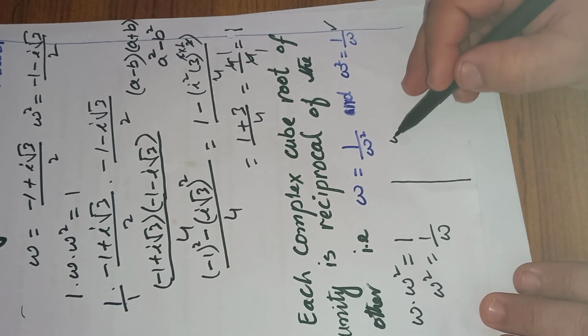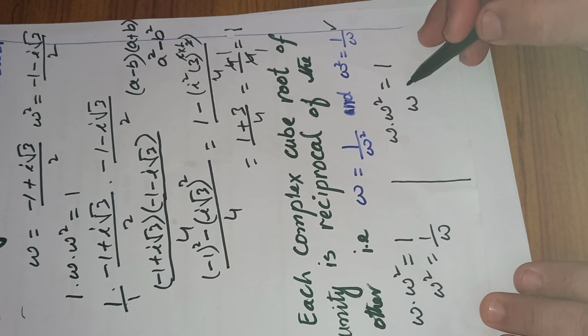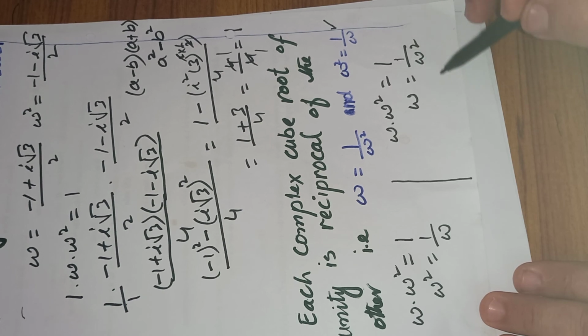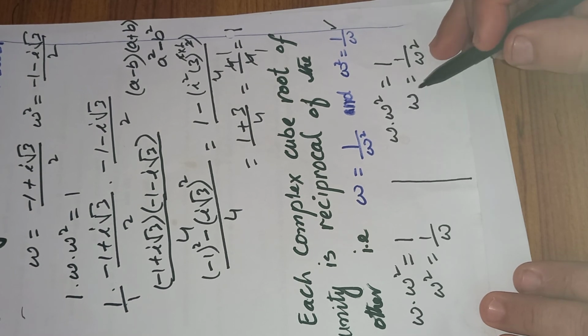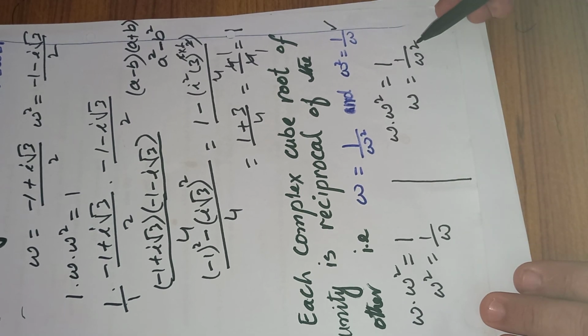And the same is the case for the other: omega square multiplying omega gives 1, and when omega square goes to the other side, as it was multiplying, it will divide. So we can conclude that each complex cube root of unity is the reciprocal of the other.